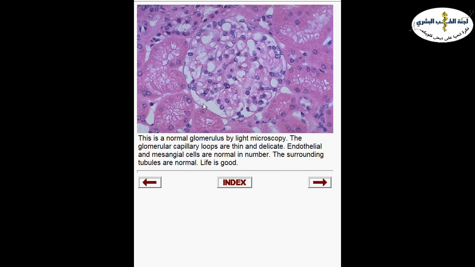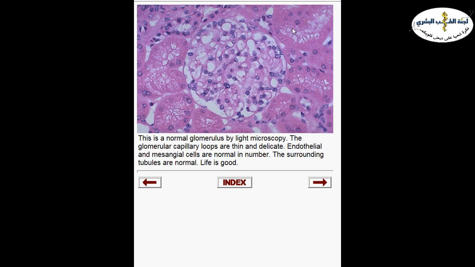In addition, at the Bowman's capsule here, what do we have? Another type of epithelial cells, other than the podocytes. We call them parietal epithelial cells, okay? So we also have epithelial cells at the outside rim of Bowman's capsule.